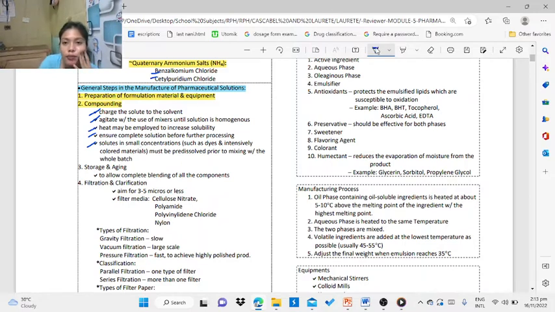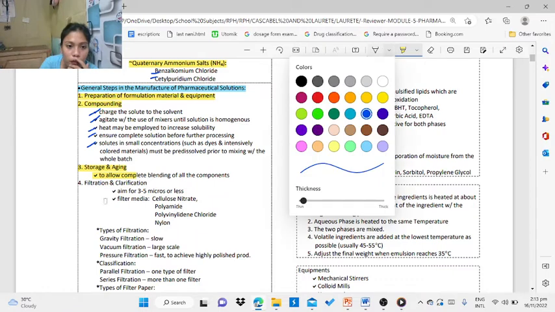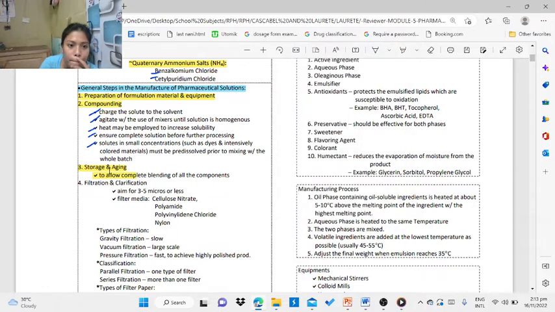Next is storage and aging, to allow complete blending. Next is filtration and clarification.